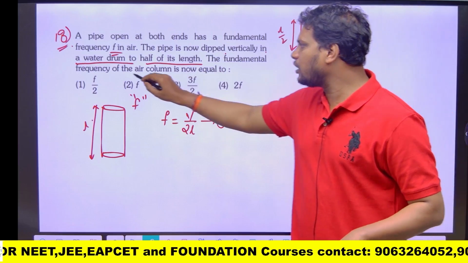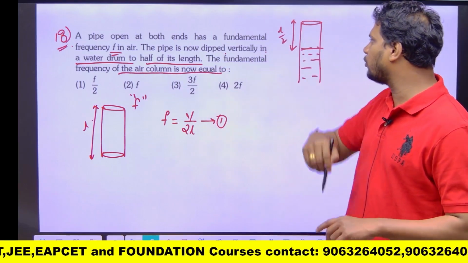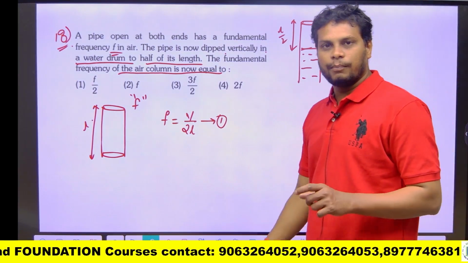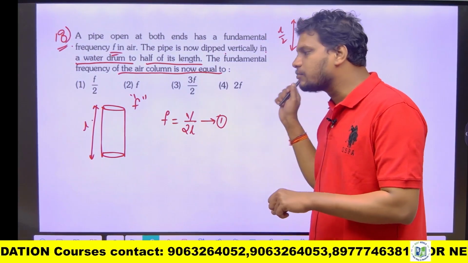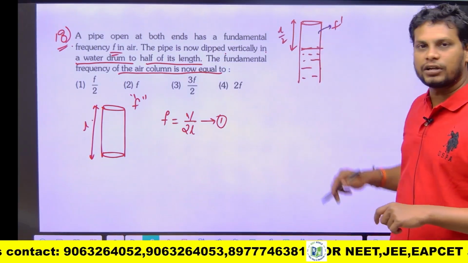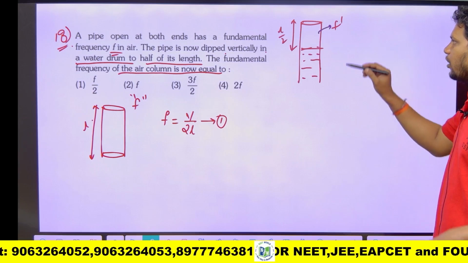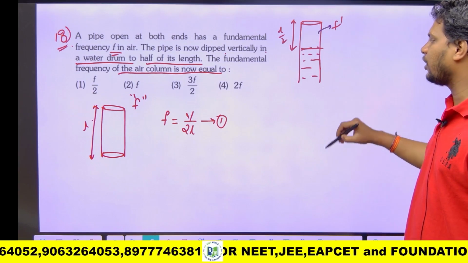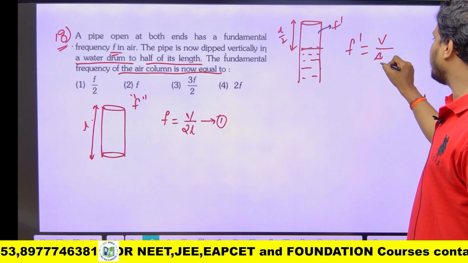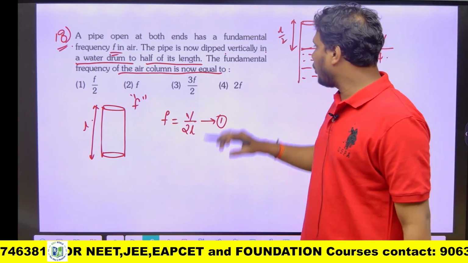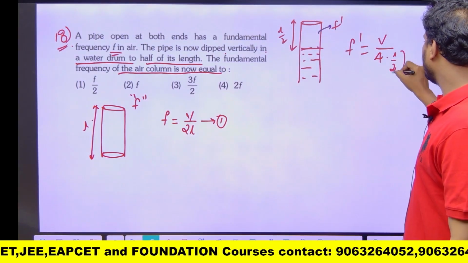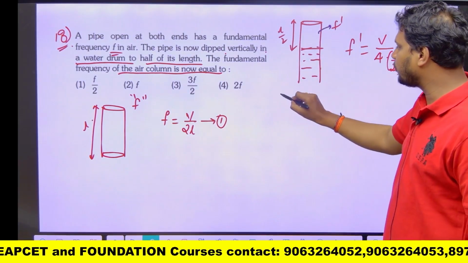Then the fundamental frequency of air column is now equal to, I'll take this fundamental frequency as f dash, because this closed pipe, it becomes a closed pipe. This is initially an open pipe. Now it is dipped in the water, it becomes a closed pipe. Now what is the fundamental frequency of closed pipe means f dash. That can be taken as f dash is equal to V by 4L. But what will be the length of the pipe means L by 2.